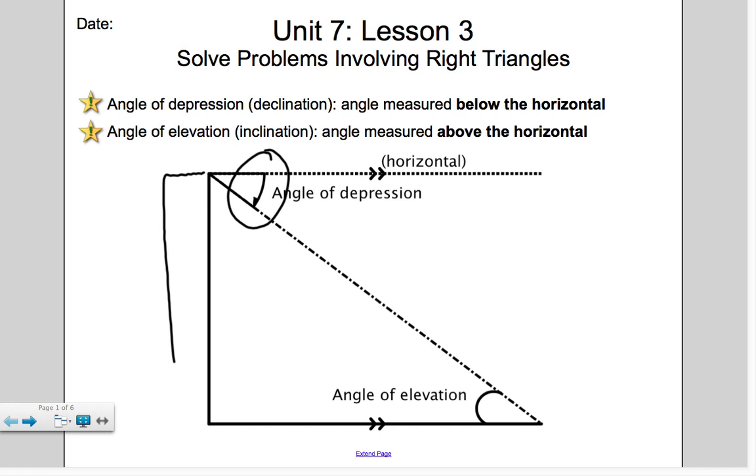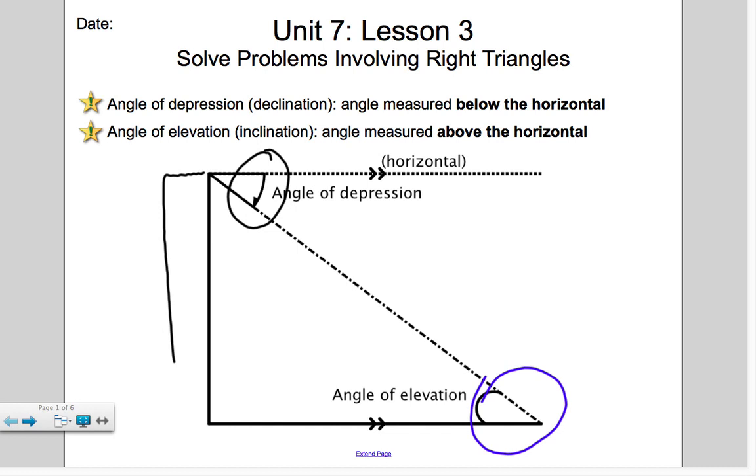On the opposite, elevation usually implies that we're looking up. Something's going up. So here, it's lower. We're referencing something that's higher up. So over here, this is the angle of elevation.